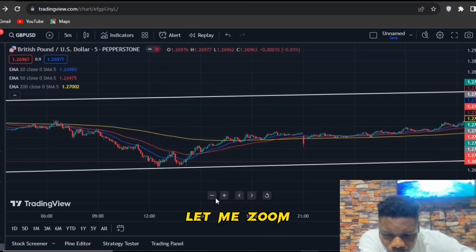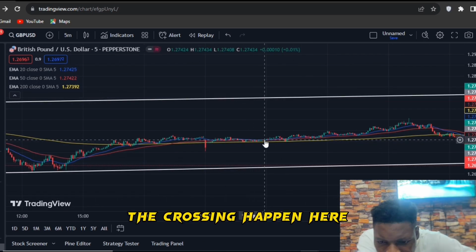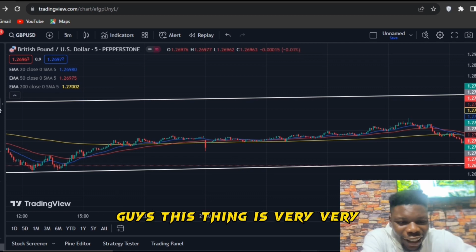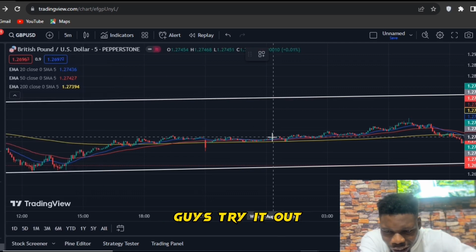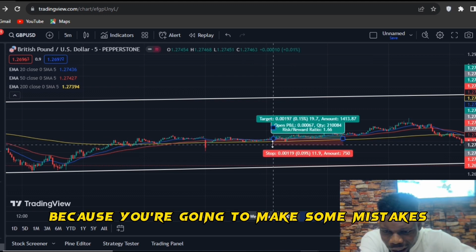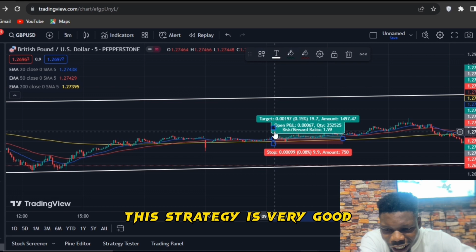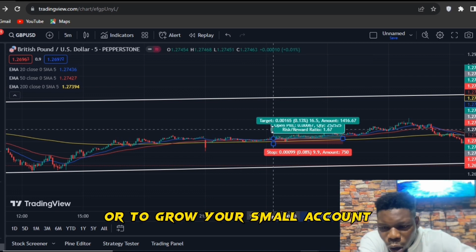I think let me zoom here so we can see. Let me zoom. The crossing happened here, so we can enter for a long here. Guys, this thing is very, very effective. You can go and try it out, guys. Try it out, but first test on your demo, because we're going to make some mistakes before you go on the live account. This strategy is very good to pass any prop firm account, or to grow your small account.